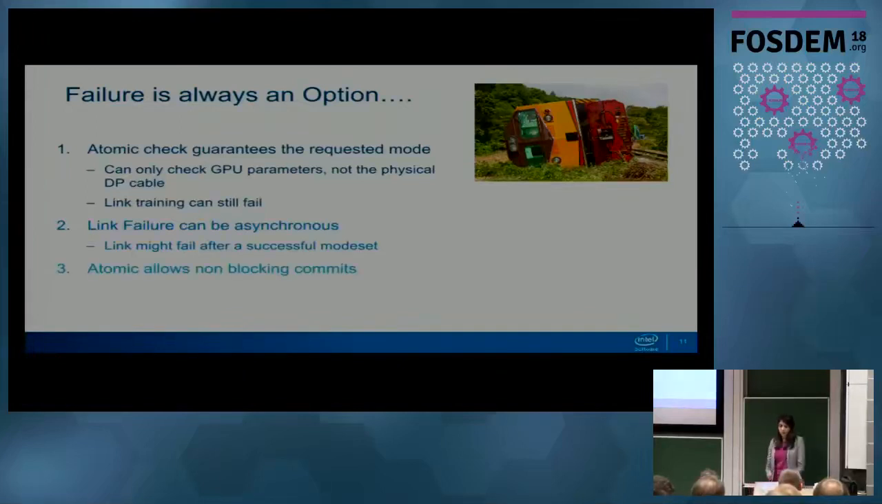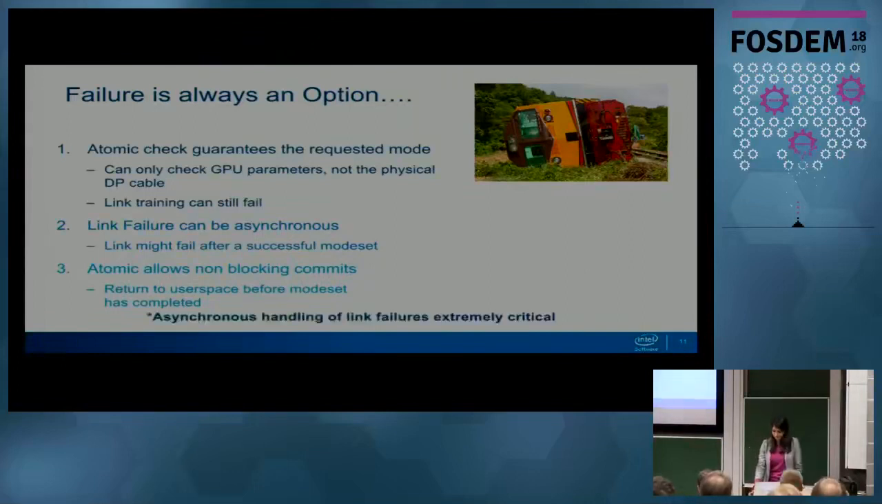Also, it helps because atomic allows non-blocking commits. So what that means is it's going to do the mode set and return the control to the user space, but we don't know whether the atomic commit has completed. So the user space still doesn't know if it has successfully been able to display something and the atomic commit phase is successful. So in that case, also we need some way to asynchronously notify this to the user space.